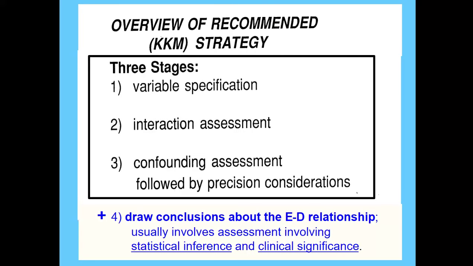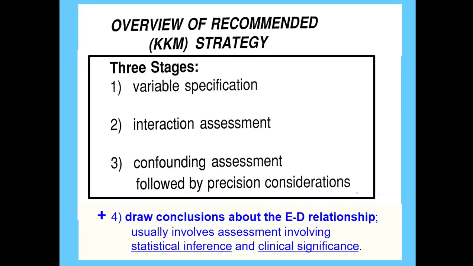Now, here are the 3 stages. I'm looking at the clock because I've got about 5 minutes here. The 3 stages: variable specification, interaction assessment, and confounding assessment, followed by precision considerations. These are the 3 stages, and they're generally stated. I'm going to talk about each one, what you do in each one. But first, the list I've given here, stages 1, 2, and 3, is listed in the order in which you should do them. So this is the guidelines. You can be involved in these 3 stages, and you should do it in this order.